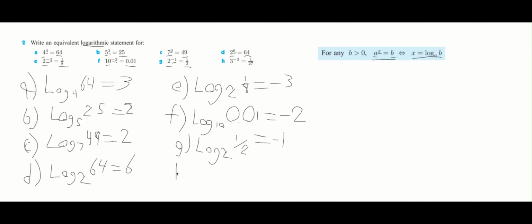Awesome. And then we have H. So H, A is 3, x is negative 3, b is 1 over 27. So again, base is 3, 1 over 27, so that's log base 3 of 1 over 27 equals negative 3. And this is how we do set 2, very similar to set 1, just the exact opposite way. Let's move on to set 3.